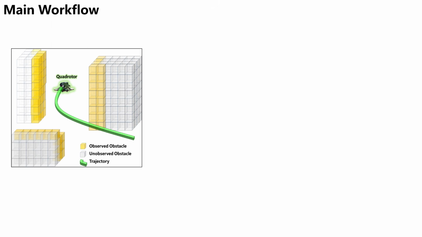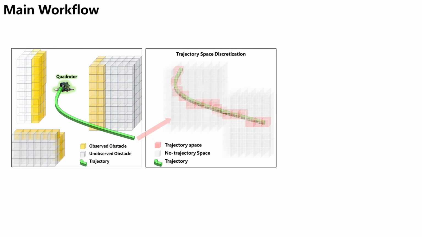Here we present a simple illustration of our workflow. First, we generate a reference trajectory in the environment using trajectory optimization. Next, we discretize this trajectory and mark the corresponding trajectory space as occupied, while the remaining space is marked as free. We then apply a Euclidean distance transform on this space to obtain the Euclidean signed distance field.